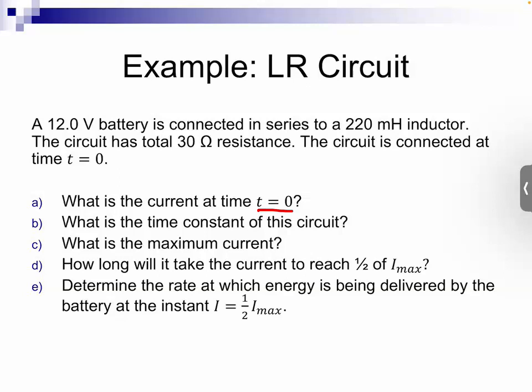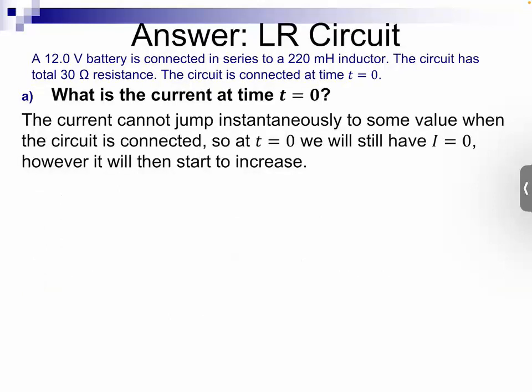So as we have been learning, the current should increase gradually, exponentially, according to the exponential equation we derived. So at the moment when you close the switch, the current should still be 0, because the inductor will prevent the sudden increase in the current. Momentarily, the current will still be 0, and then it gradually, exponentially increases to some maximum value.